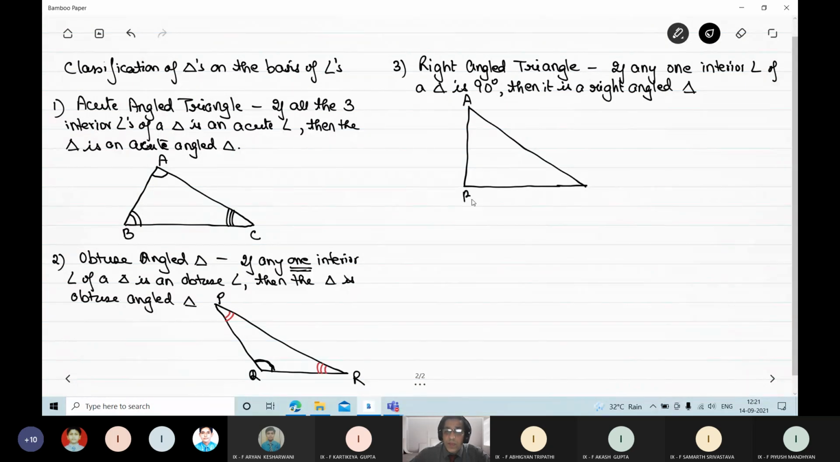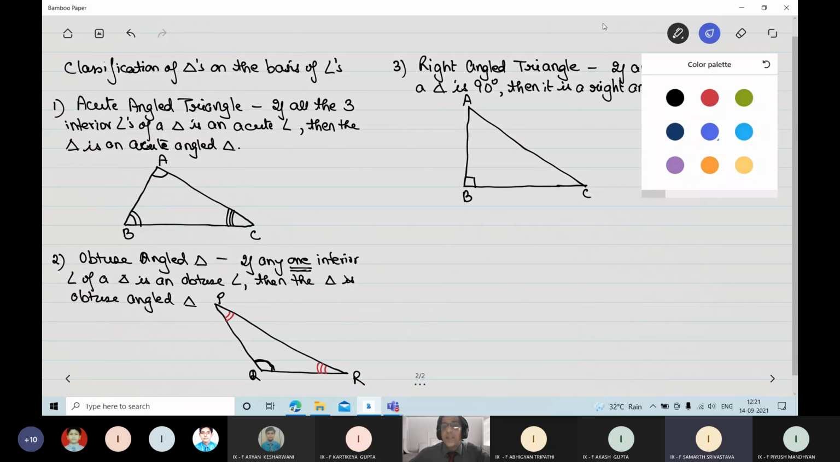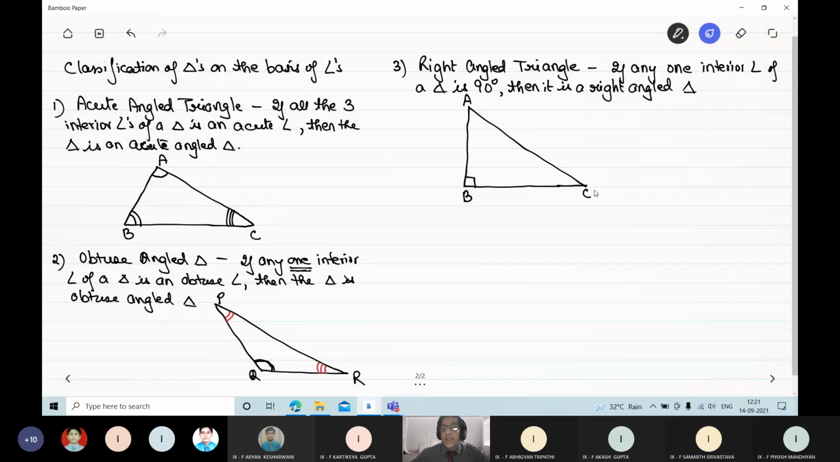This is A, B, C. It is right angled at B. So angle B is 90 degrees. The other two will be acute angles. Is this clear? Now in this right angle triangle, which side is the hypotenuse? Sir, AC. AC is the hypotenuse.